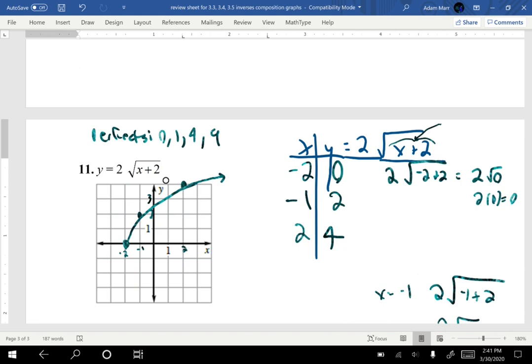To the left of negative 2, it doesn't go anymore. We'll stop right there, because if we have negative 3, for example, that will be a negative underneath the radical. That's going to give us an i. We don't want that. So this is your graph right here, and we are all good.